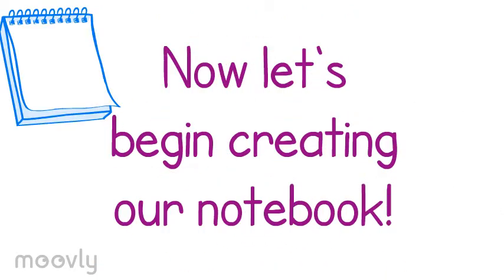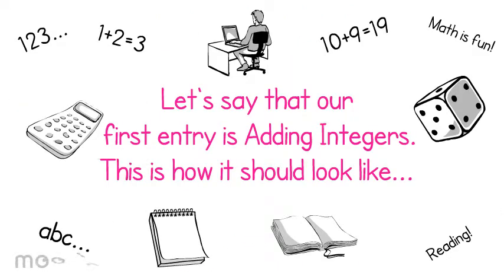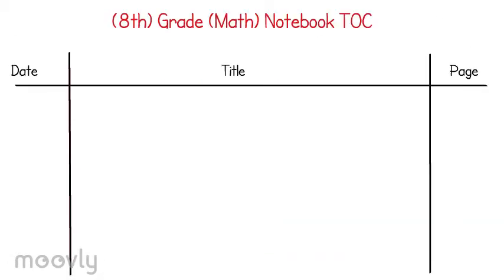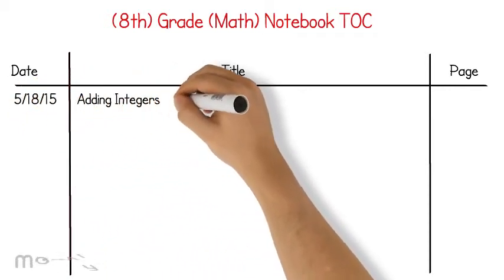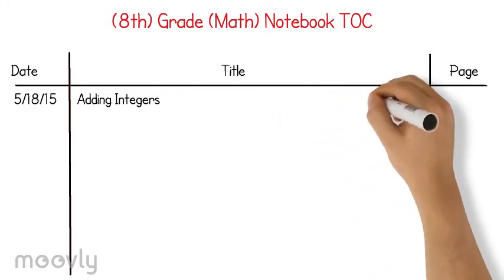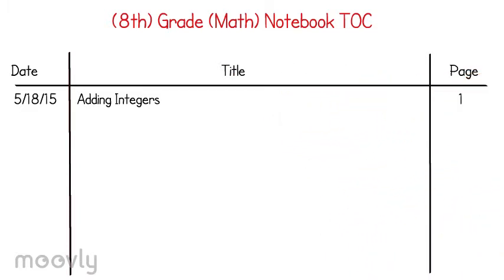Alright, let's get started on building our notebook. Let's say that our first entry is adding integers. You need to first create a table of contents. In your table of contents, you need to have 3 columns: the date, title, and page number columns. Since our first entry is adding integers, let's write it in at the first line. Some teachers will have you update your notebook as you go, and others will have you do it on your own time. Just remember to update your notebook frequently.